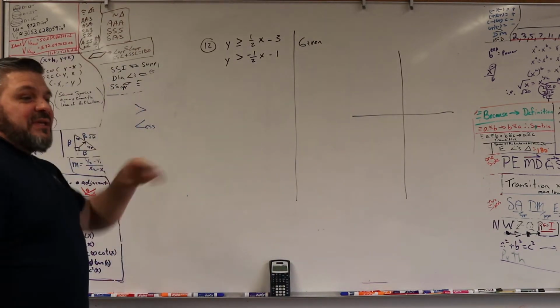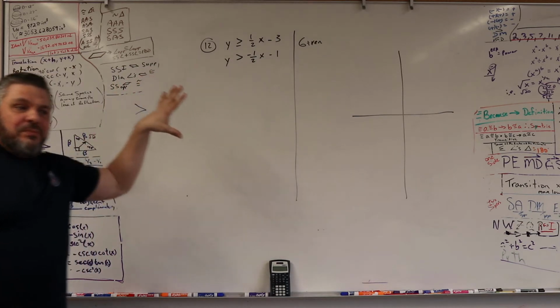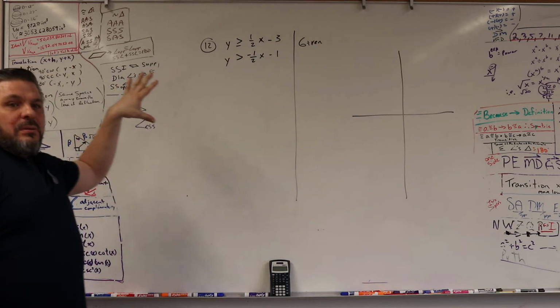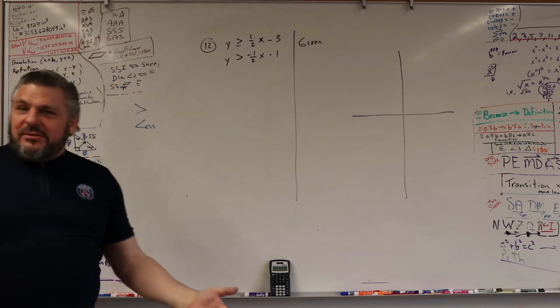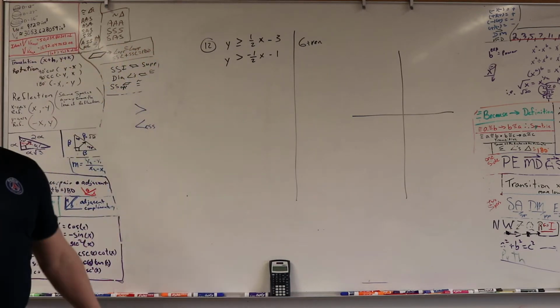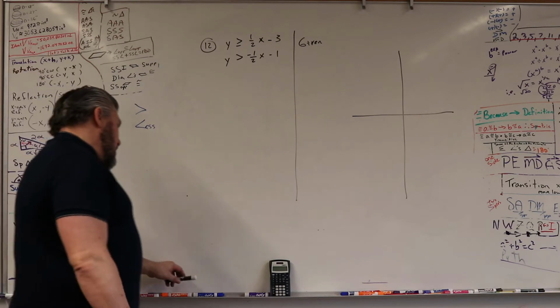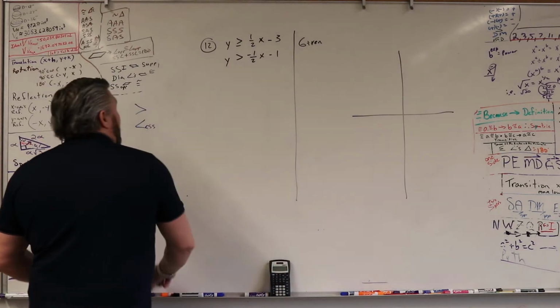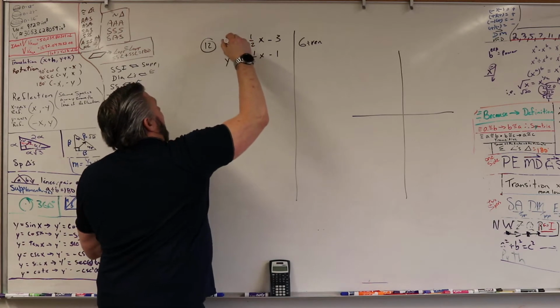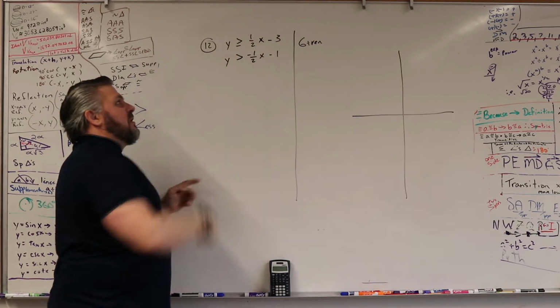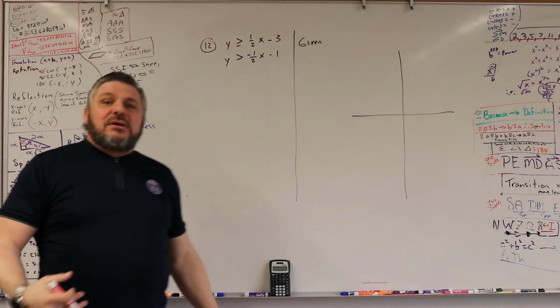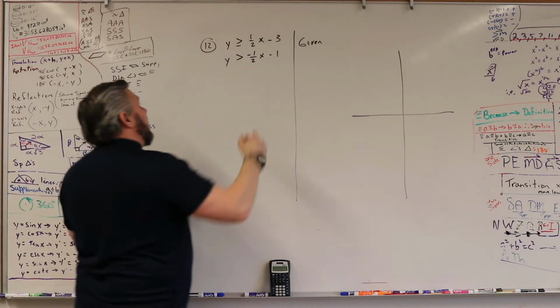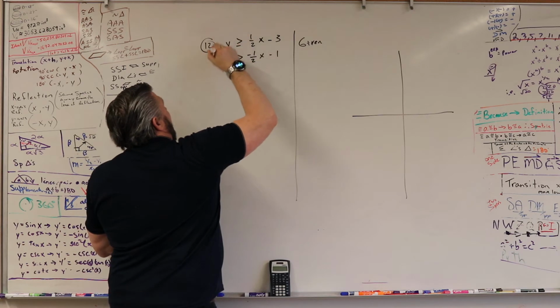Is this in y equals mx plus b form? Yes. Okay, so it's in y equals mx plus b form. All right, let's do this one in red. Is this a positive slope or negative slope? Positive. Good. 1/2 is positive, right? So it's a positive slope. Okay? So we know it's going up.